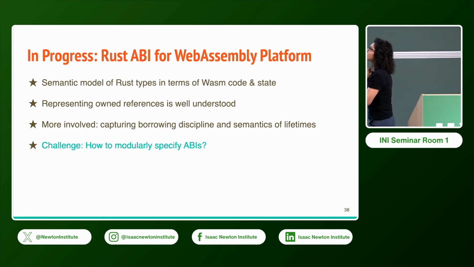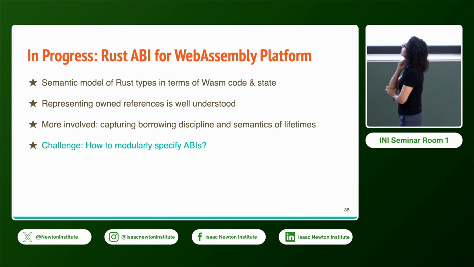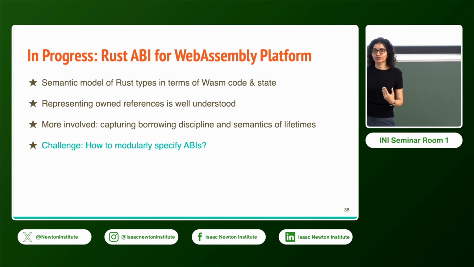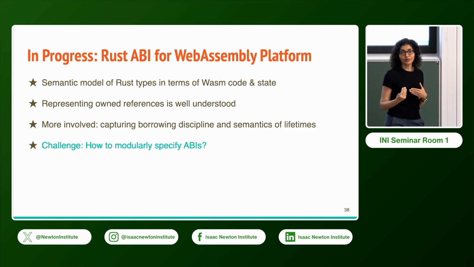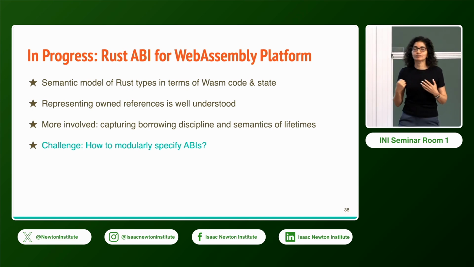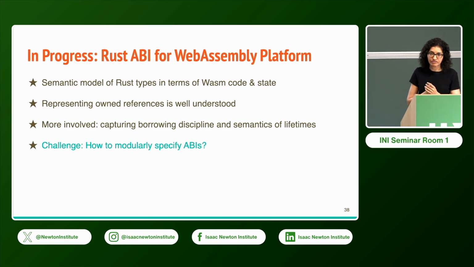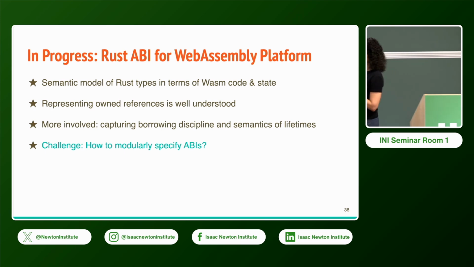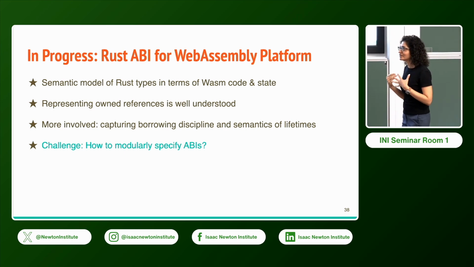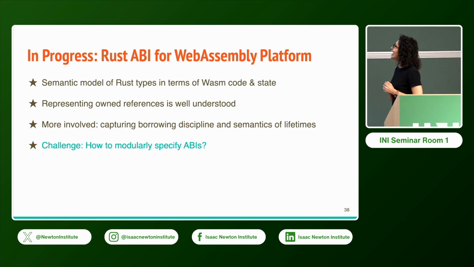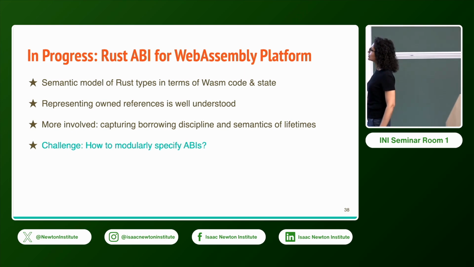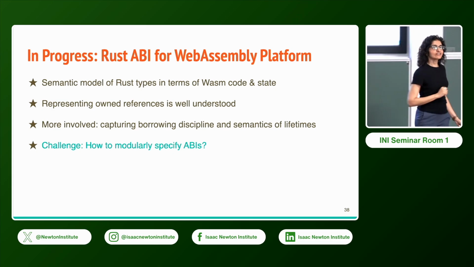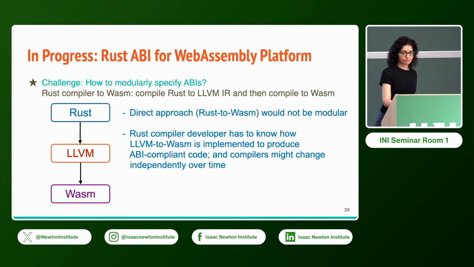Now, when you're trying to construct a semantic model of Rust, representing owned references in the semantic modeling world is very well understood. How to have a semantic model capture ownership, capture borrowing, and lifetimes, so mutable borrows, immutable borrows, and how lifetimes govern use of those, that's more involved, but again, we do have instances of such models. The other really novel question that we ran into has to do with how do we modularly specify ABIs, and let me explain what I mean.